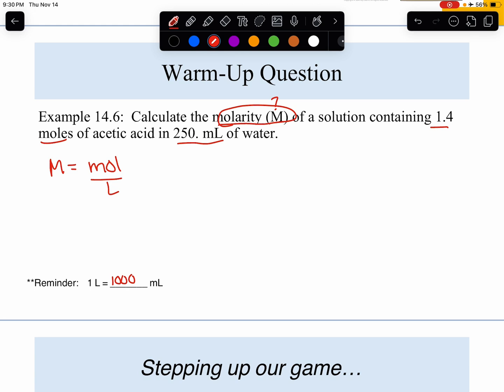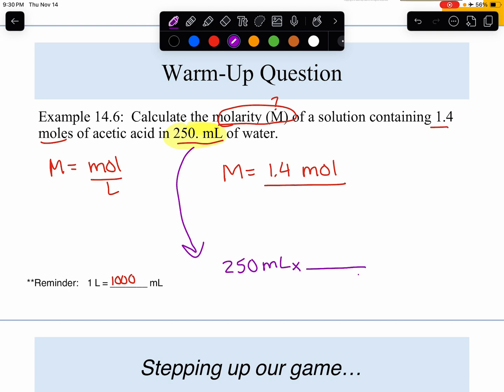All right, so we're going to go ahead and plug this information in. We have molarity, which is what we're searching for. We have 1.4 moles, okay? And then we need to get this value into liters to make sure we can put it on the denominator location of this equation. So I'm going to go ahead and show you a little bit of a conversion, and you may not have to do this once you get better at this, but I do want to demonstrate it to you. So milliliters, you put milliliters on the bottom, you're going to liters.